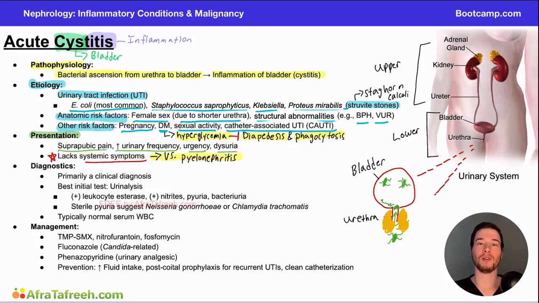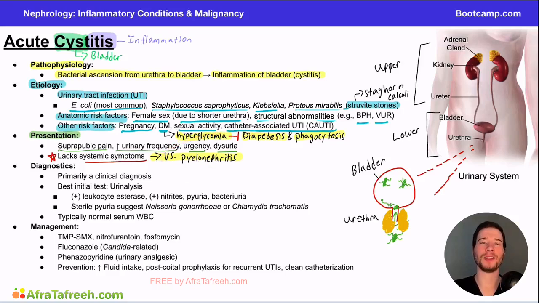The key way to differentiate the two in a question is to say, okay, does this patient have additional systemic symptoms? Do they have a temperature of 98.6 or do they have a temperature of 101.5? That could be the differentiating factor in terms of what their actual diagnosis is. Another key differentiating factor is that patients with cystitis will typically not have costovertebral angle tenderness. However, a patient with pyelonephritis is likely to have this CVA tenderness. Again, we'll talk more about that in the next video.